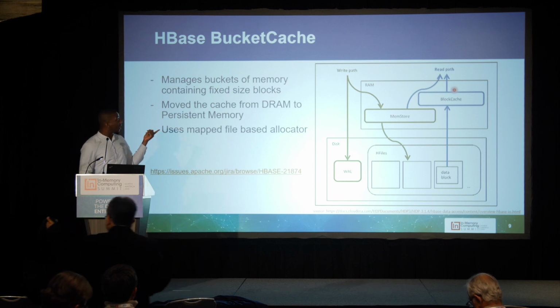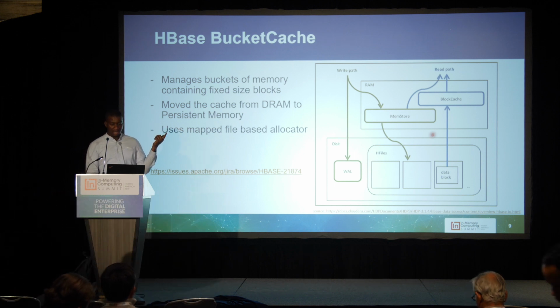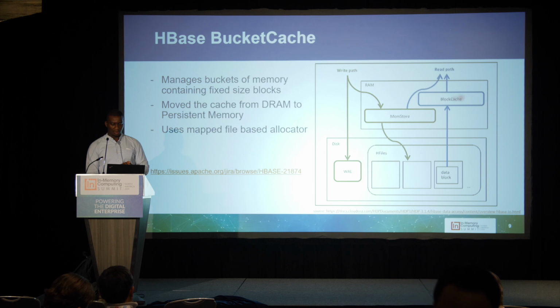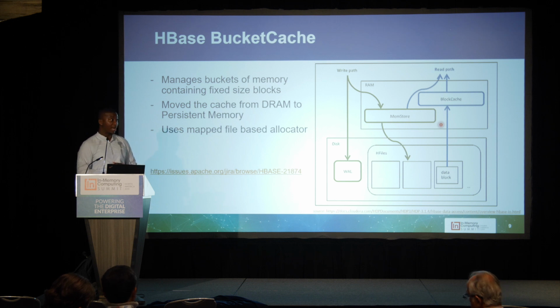We can see a diagram of the read path here, and we can see that the block cache is on the read path. The HBase bucket cache is an instance of a block cache. So again, like I described, if you decide to move your block cache from DRAM to persistent memory, you can get it a lot bigger. Now you get a lot more hit rates, and you improve your average read latency.